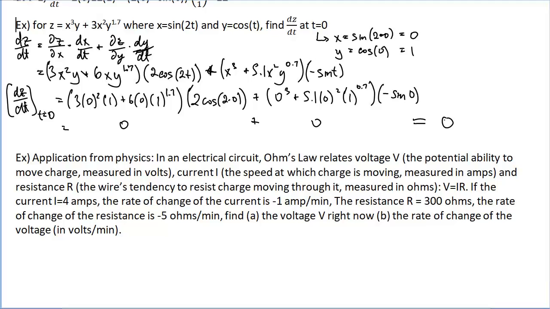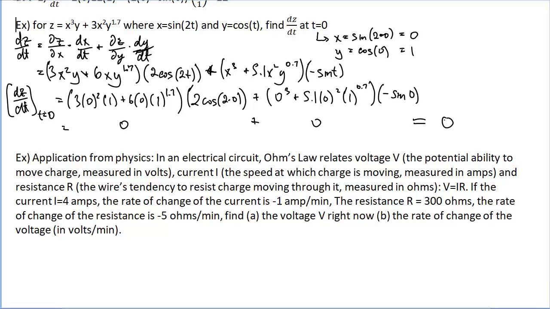So the current is 4 amps, and the rate of change of the current is -1 amp per minute. The resistance R is 300 ohms, and the rate of change of the resistance is -5 ohms per minute. First, let's find the voltage right now, and then let's find the rate of change of the voltage, which would be in volts per minute.